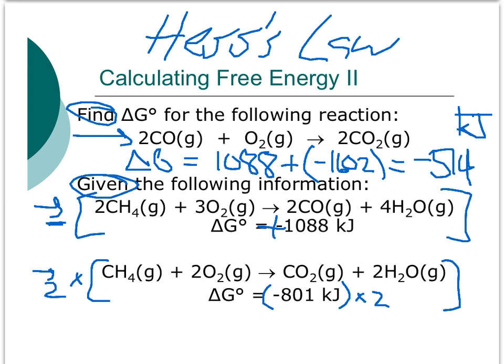It's spontaneous. Not surprising because we have yet another combustion reaction. Okay, combustion reactions really want to happen. Okay, so we have here a spontaneous reaction. So that's the second way to calculate delta G.